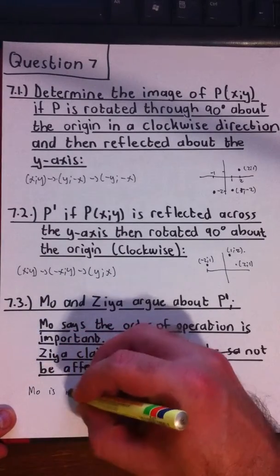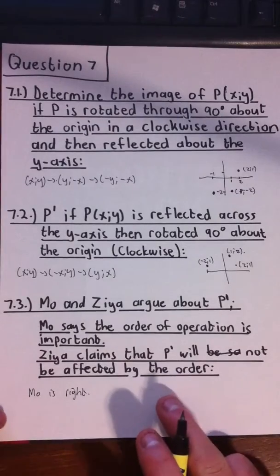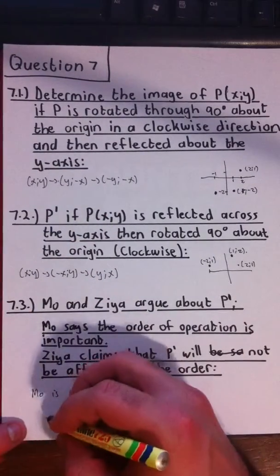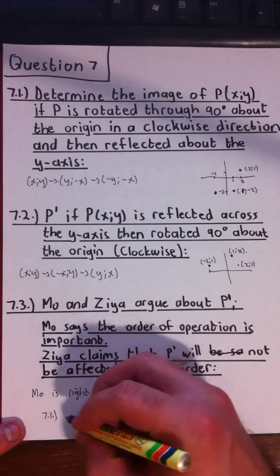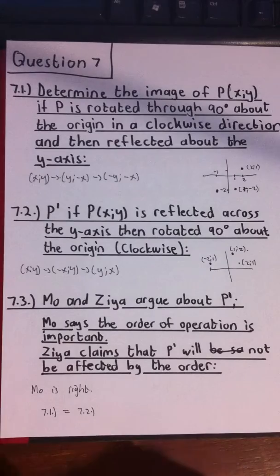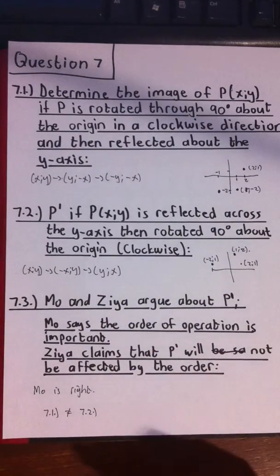Mo is right. And the reason for that would be, if the image is not affected by the order, then these two answers would have been the same. So you could say 7.1 would be equal to 7.2. That would be a reason, but they are not equal. So there you go. The order is important in transformations.